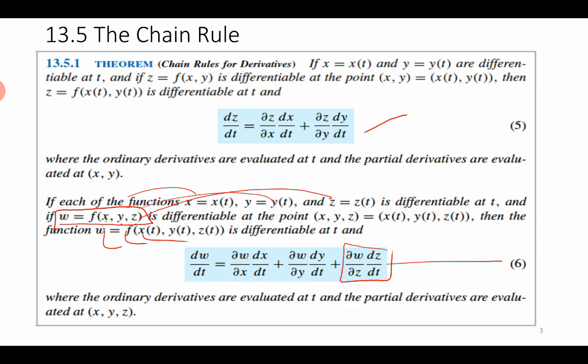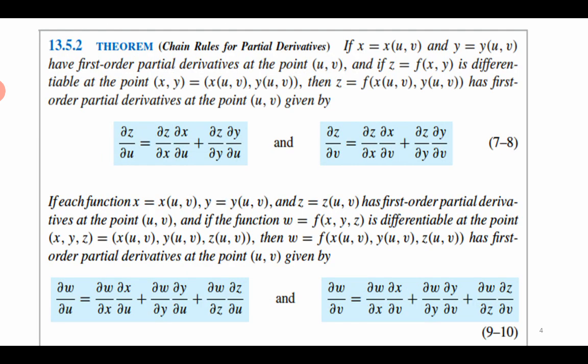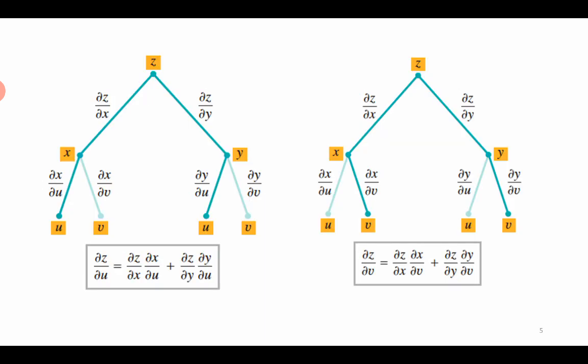What's the case? That's the next theorem, 13.5.2. So for this theorem, before looking at the formulas, let's see the graph. In this tree, z is a function of x and y. There are two variables in z, and of course every independent variable for z is a function of two more new variables, u and v. So x is also, y is also a function of two variables, u and v. Now we have four branches in this case, isn't it? So this plus comes here.